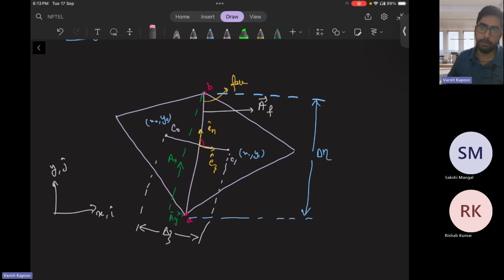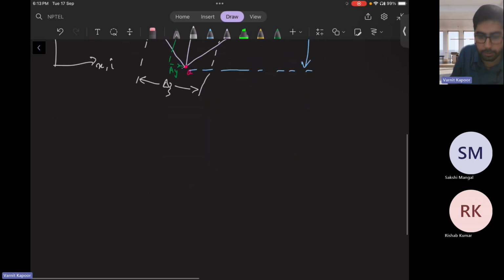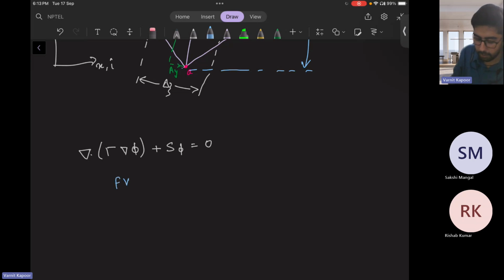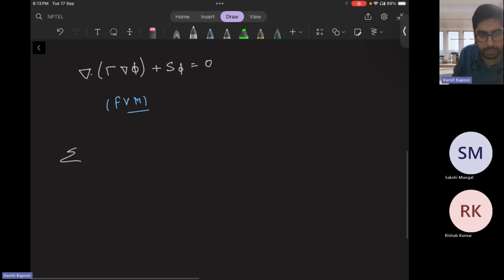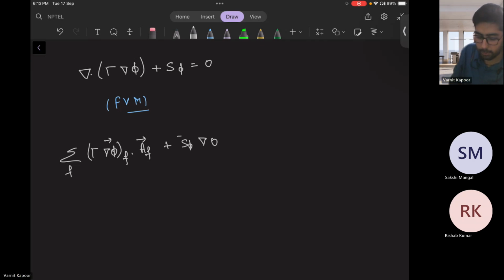Now let us start the discretization of the equation. First, we will write the diffusion equation. What is our diffusion equation? Del dot gamma grad phi plus the source term, if there is any, is equal to 0. We are using FVM, as you all know, the course name is FVM. So we'll do the summation, the steps are same: summation of gamma grad phi at the faces dot A_f, plus the source term times del V, equal to 0.